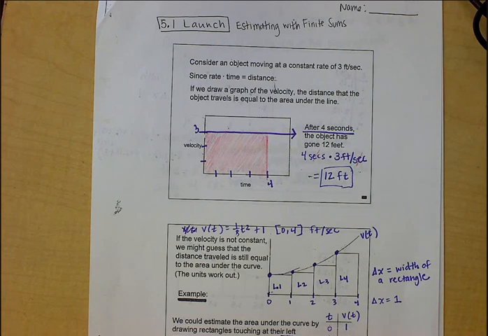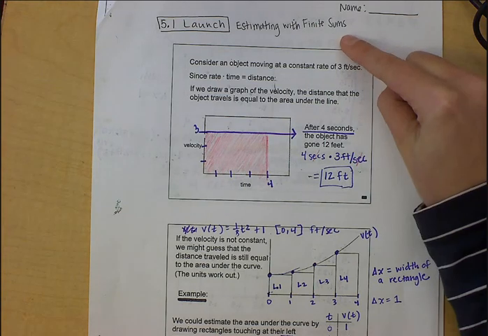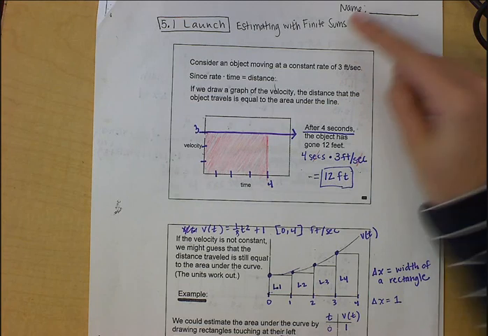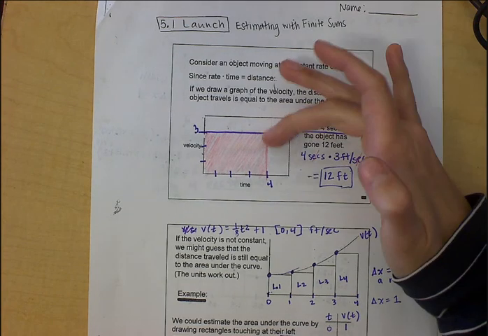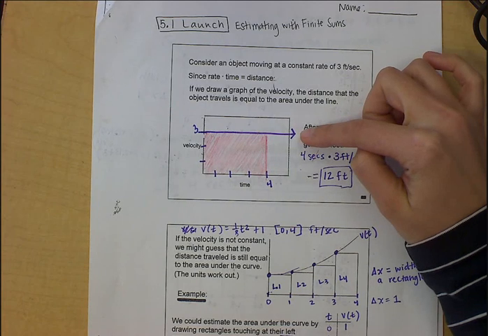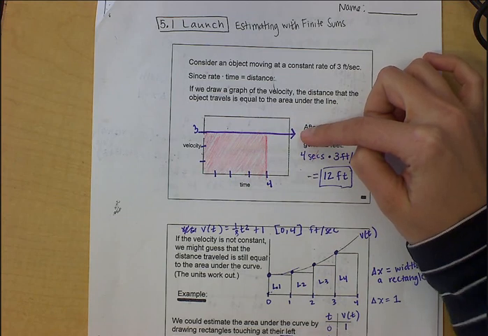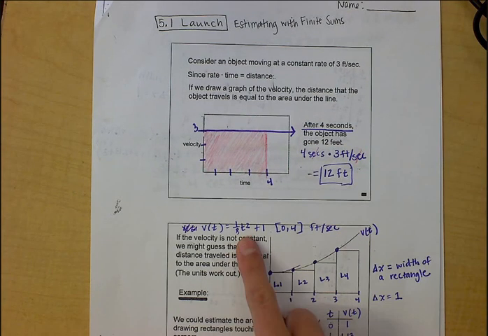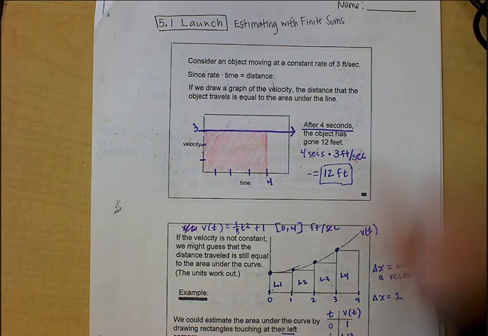Hi calculus students. So today in class we learned how to estimate with finite sums. And what we were learning to estimate was the area under the curve. So given any type of function, in the first example we had a straight line constant function. In the second example we had a parabolic function. But given any type of function, we can estimate the area under the curve using a finite number of rectangles.